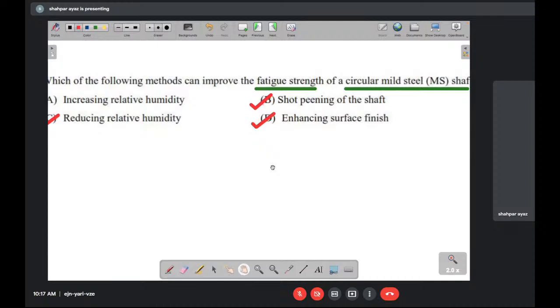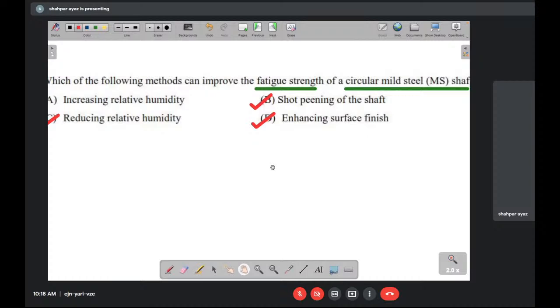Now guys, what is fatigue strength? Can anyone tell me what is fatigue strength? How can we understand this? Can any one of you please let me know what is fatigue strength? Anyone? No one. Guys, see.